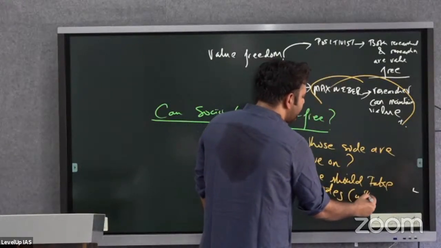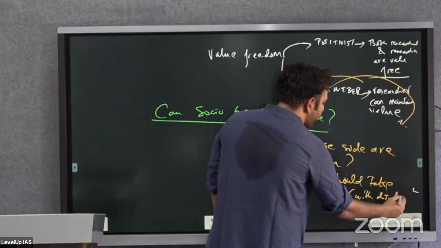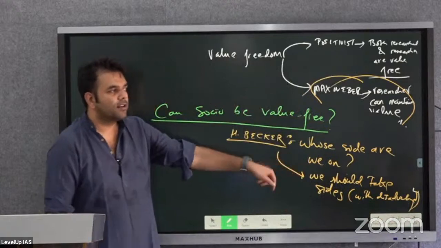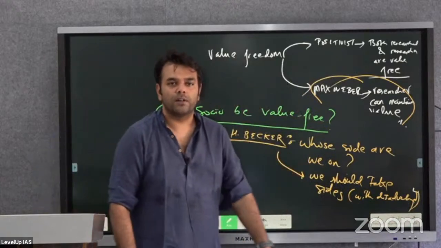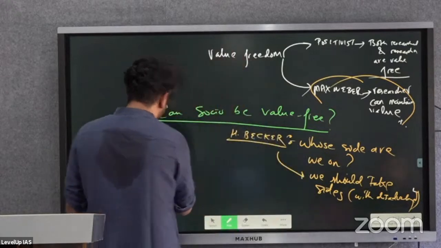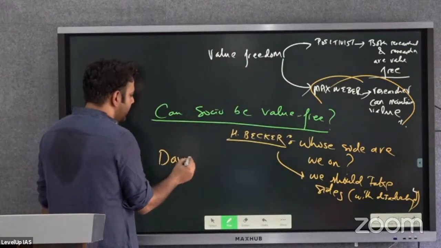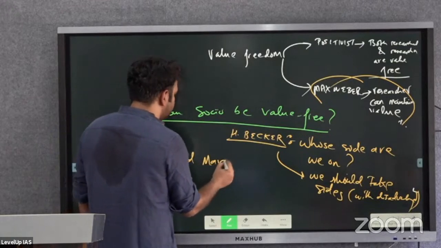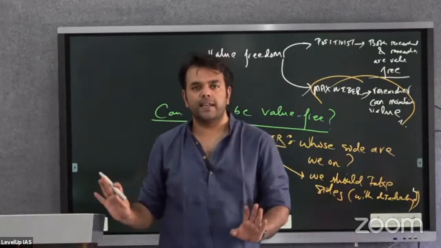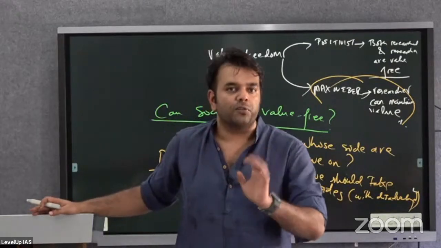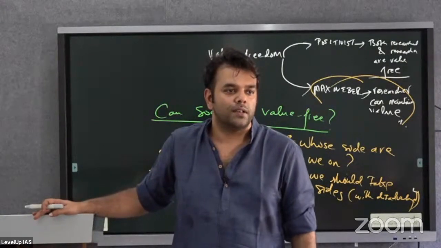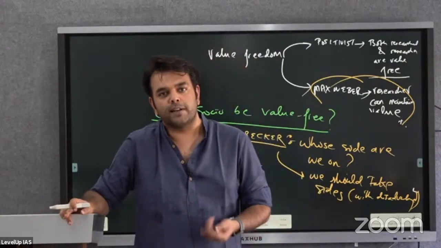With disadvantaged. And when you take sides, there is no space for objectivity. David Marsland, another scholar, also says sociology can never be value free because sociologists are not value free. If sociologists are not value free, how can sociology be value free?